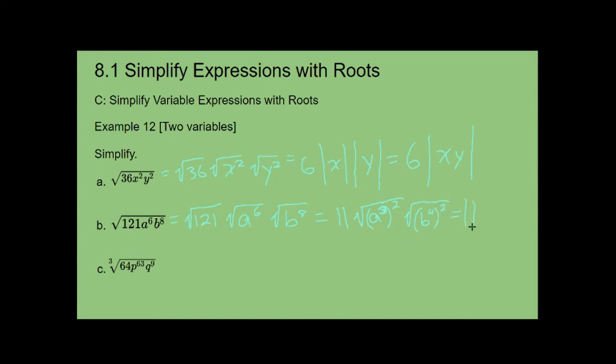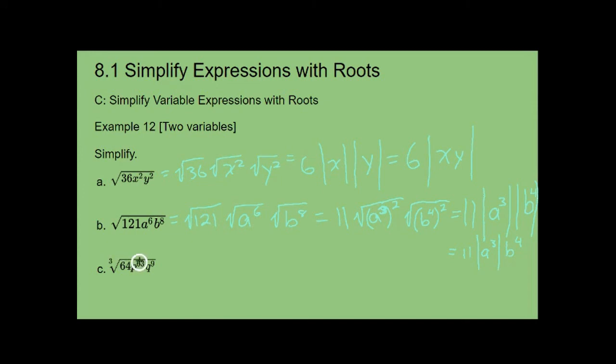Okay, so we have 11, and then we're taking the even, so we need the absolute value bars. This is going to look confusing because we have 11 absolute value of a cubed, and this one, absolute value of b to the 4th. Now, b to the 4th doesn't actually need the absolute value bar because it's to the 4th power. If b is negative, it's going to cancel out, so we can rewrite this as 11 absolute value a to the 3rd and b to the 4th.